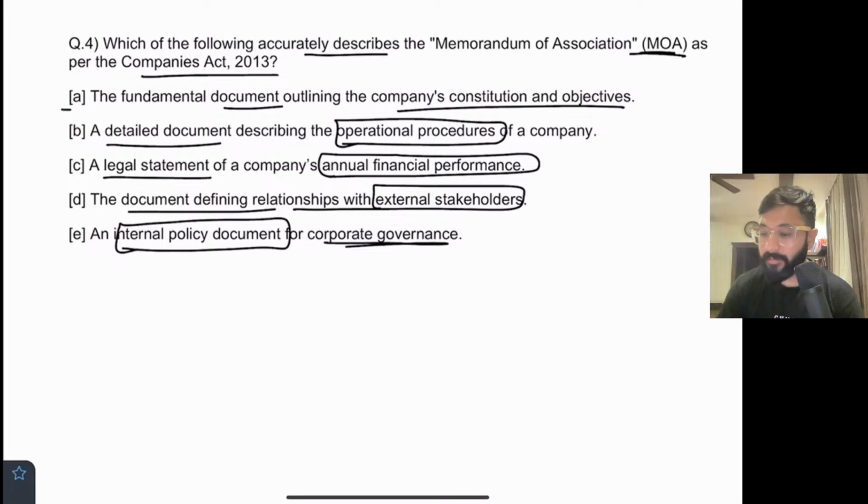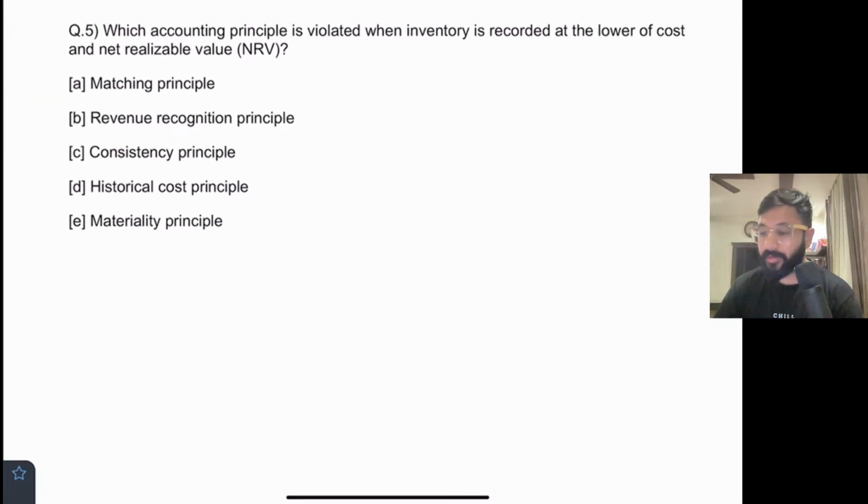Yes, the answer is option number A. It's a fundamental document which says who the company's promoters are, who the directors are, what the share division is, what the company's constitution is, what it does, what it does not do. All those things are defined in the memorandum of association. Okay, the answer is option number A. Let's come to question number 5.